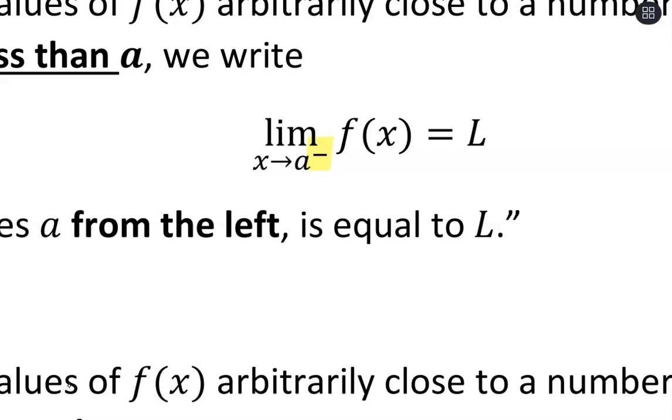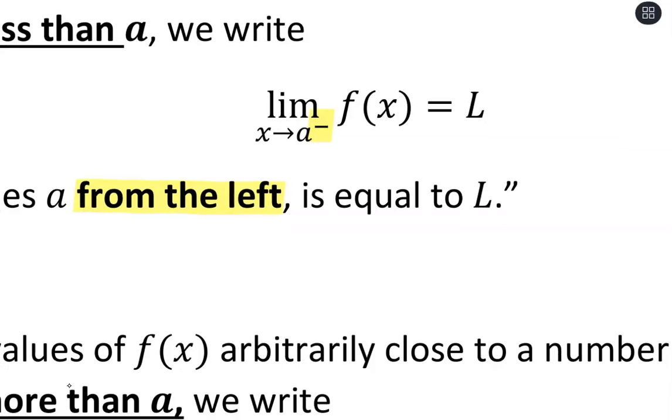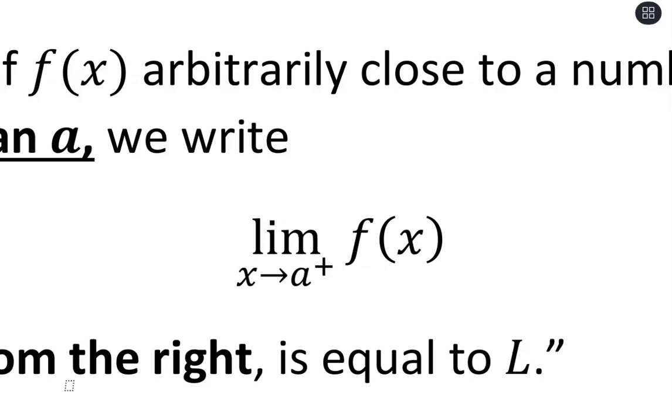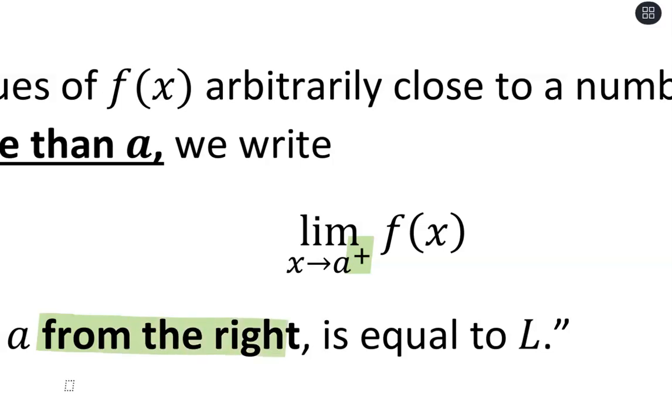In this case, a has almost an exponent, so it has a symbol of a negative there. And what that's going to relate to is approaching that value of a from the left-hand side. So how I would read this is the limit of f of x as x approaches a from the left is equal to L. Then our other format is, instead of the minus, to use a plus sign. And if we're using a plus on a, then that would mean we're looking at from the right-hand side. So the limit of f of x as x approaches a from the right is equal to L.